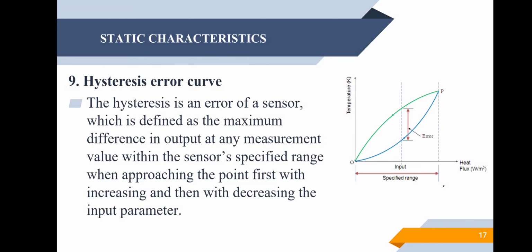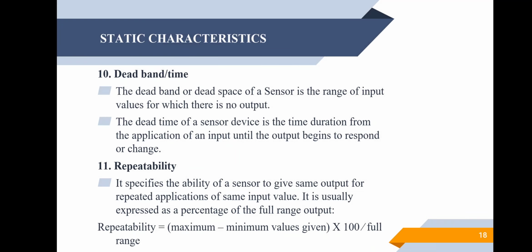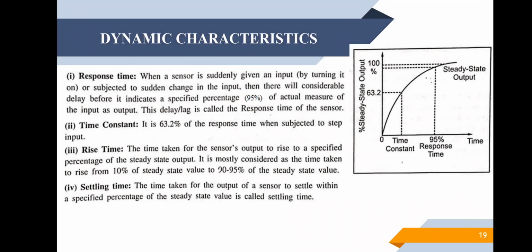Hysteresis and repeatability. Hysteresis is a difference in output when the input increases and decreases. Repeatability indicates how consistently a sensor performs for the same input. Classification of sensors. Sensors can be classified based on their operating principle, output type, power requirement, and applications.